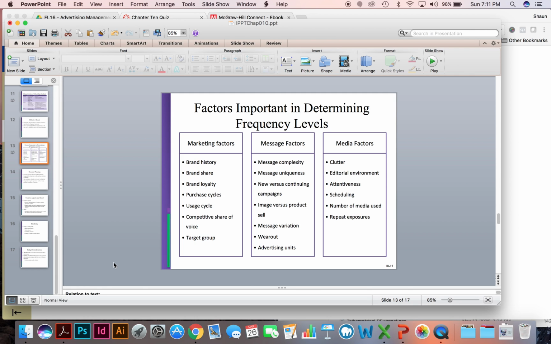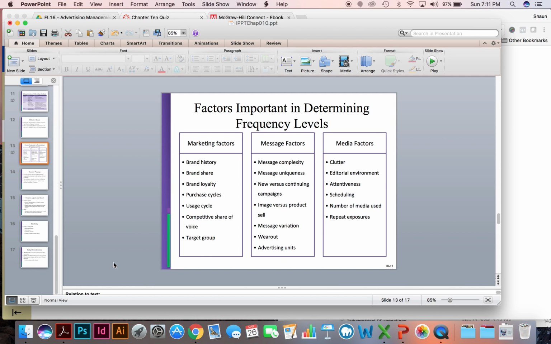Factors important in determining frequency levels? Of course, we talked about that. Brand history, brand share, a good example of the Crushers versus the Indians, right? Indians have to try less, but the Crushers need to try more. They have to increase their frequency.